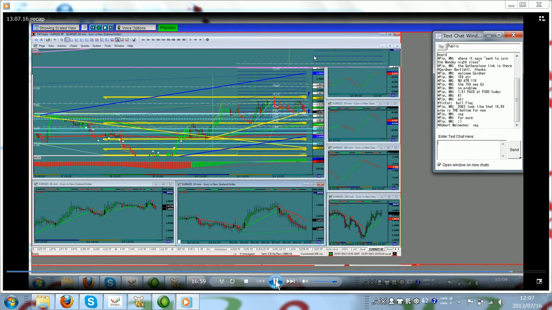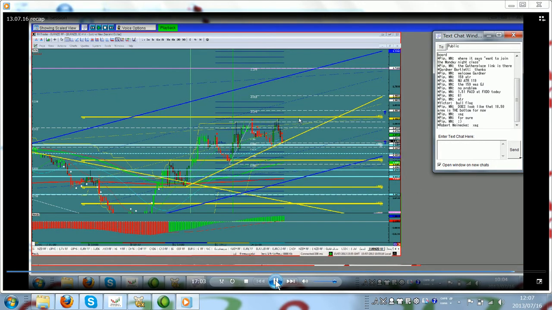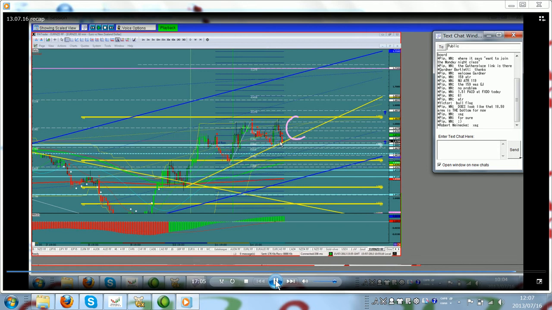Finally, Euro New Zealand. Euro New Zealand is in an ascending wedge. It's pretty easy to see, but we got lots of room up to the top of the wedge. We got all that right here. So bouncing here is trade number one is here. Trade number two is a big, big trade up here.